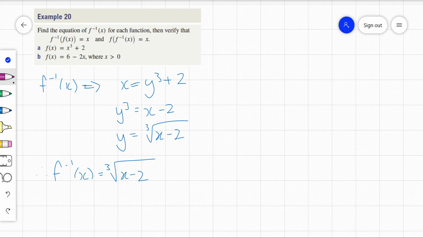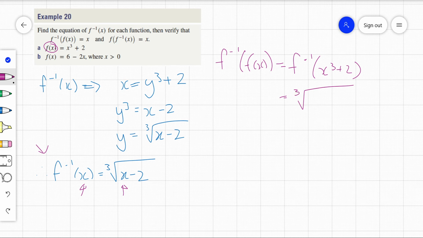So now if I find the inverse of the f of x function first, where f of x, remember, is x cubed plus 2. That's my f of x function, or my y equals function. And remember, here's my inverse function down here. So wherever I see an x now, I'm putting in x cubed plus 2. So I've got the cube root of x cubed plus 2 minus 2. Wherever I saw x, that's where I wrote x cubed plus 2.